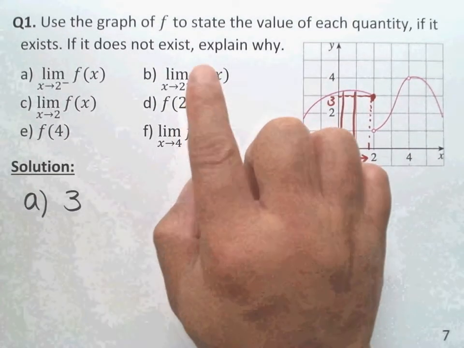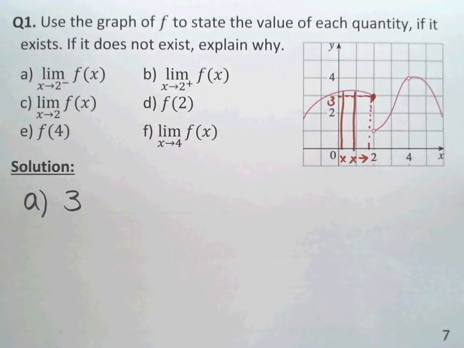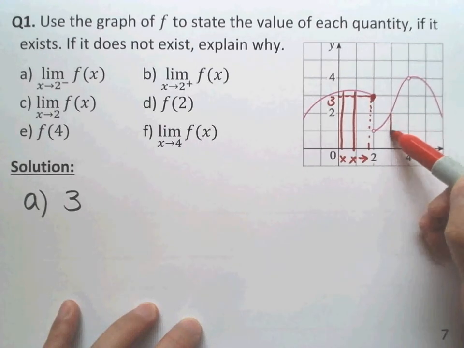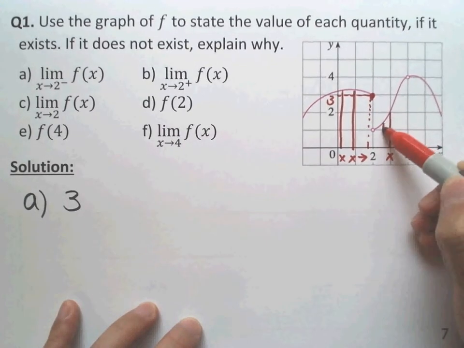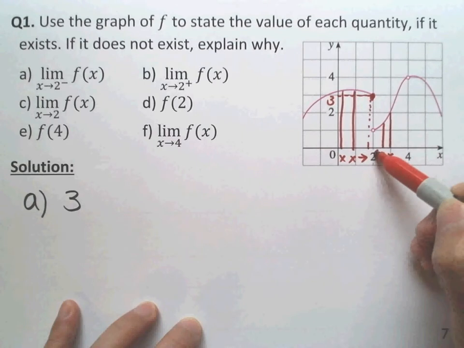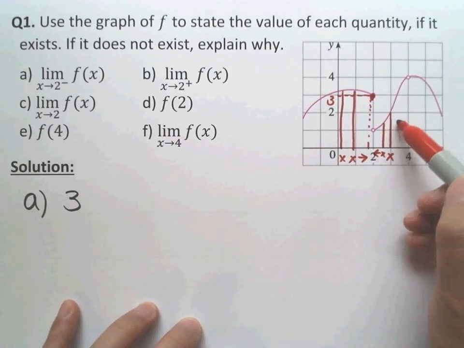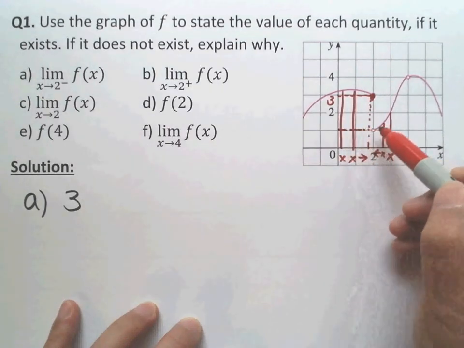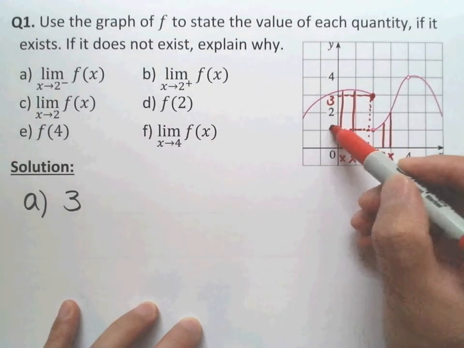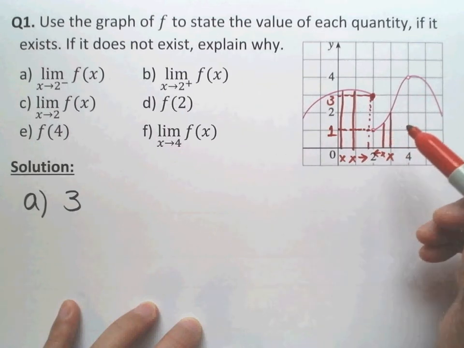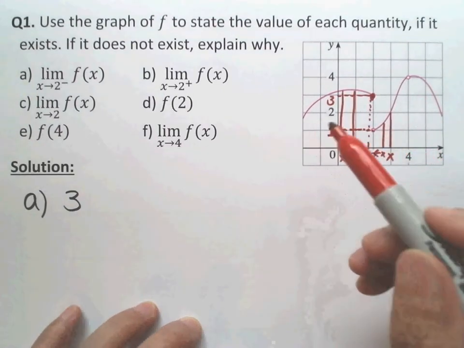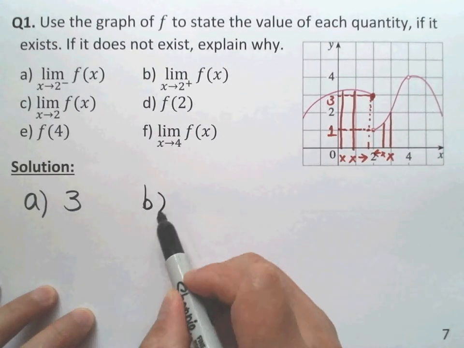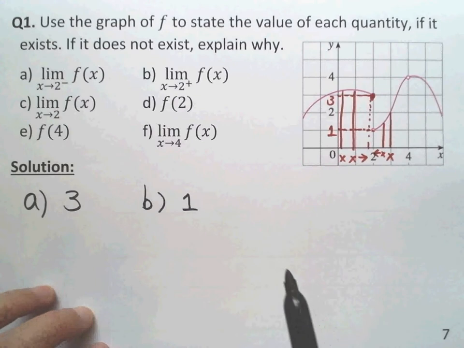So how about this one? What does the plus mean? Plus means the right-handed limit, so all we need to do is look at the right-hand side. But this time is different. Can you see? If x is here, or here, or somewhere getting closer to 2, the graph goes down to this height. What is this height? This is 1. The right-handed limit is 1. So for this case B, we know it is 1.